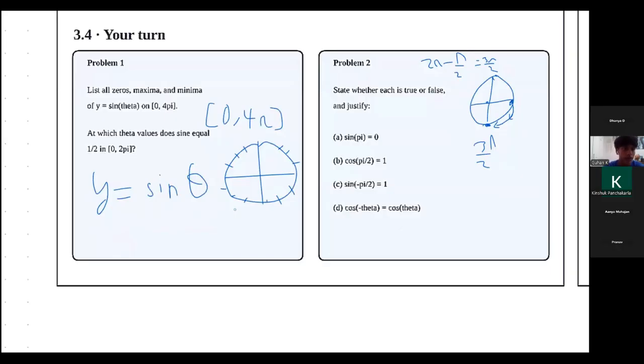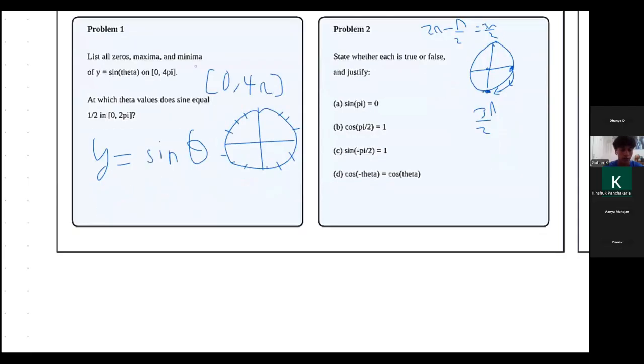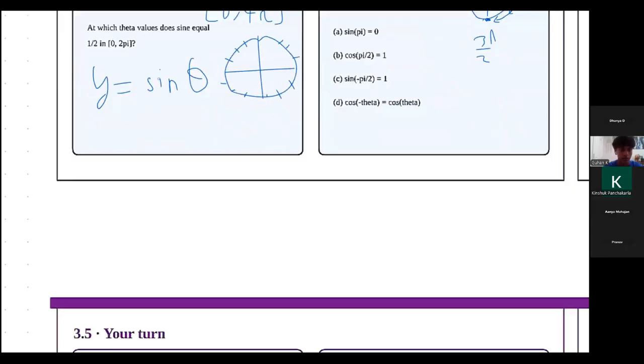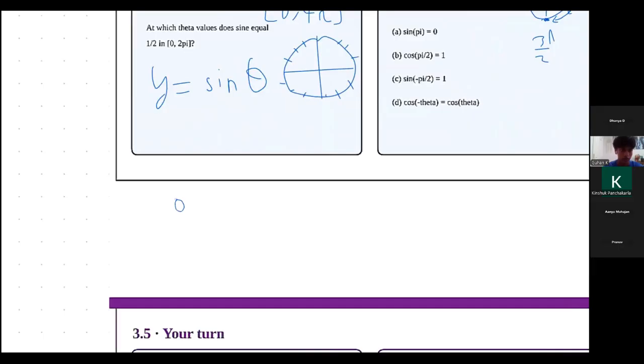3, 2, 1. Okay, so first list all the zeros, maxima, and minima of y equals sine theta from 0 to 4 pi. Okay, first let's remember our 5 key points for sine graphs. So this is going to be x, y. 0, pi over 2, pi, 3 pi over 2, and 2 pi. And the y values are going to be 0, 1, 0, -1, 0. And this would repeat again.